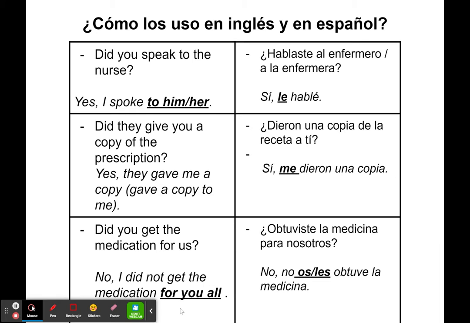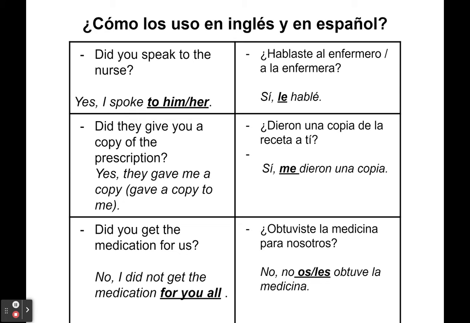So as you may or may not see here, what we have is some examples in English and Spanish. Sorry, that was my dog who dropped one of his toys onto the wood floor. Probably the big guy likes to hold on to things and then he'll drop them and whine when he can't pick them up. But in English, we have, did you speak to the nurse?